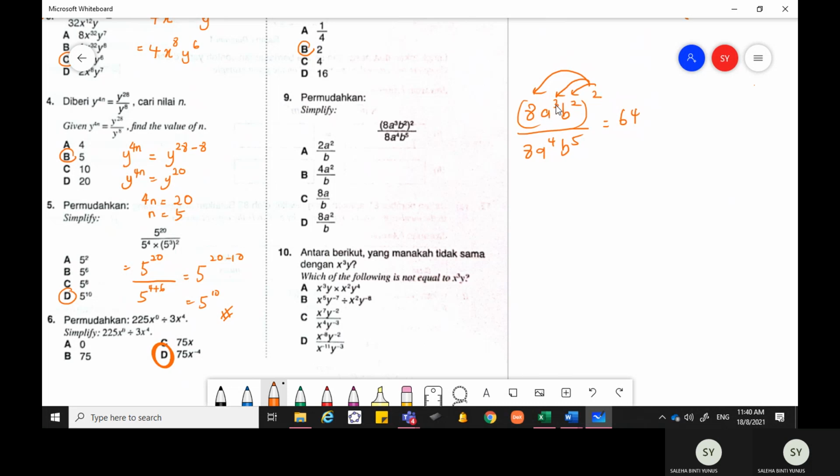So kita just multiply je power dia. 3 times 2. Okay, so A to the power of 6. So B squared lagi. So 2 times 2, 4. Okay, now kita dah open the bracket.